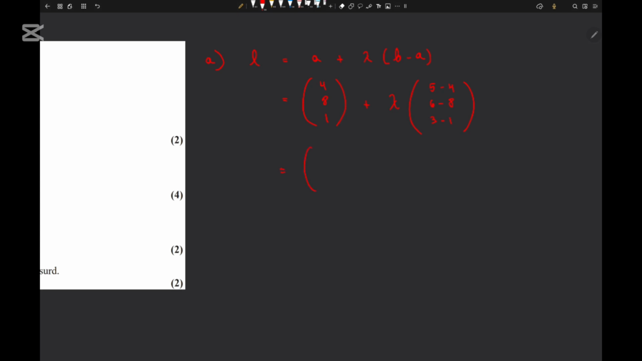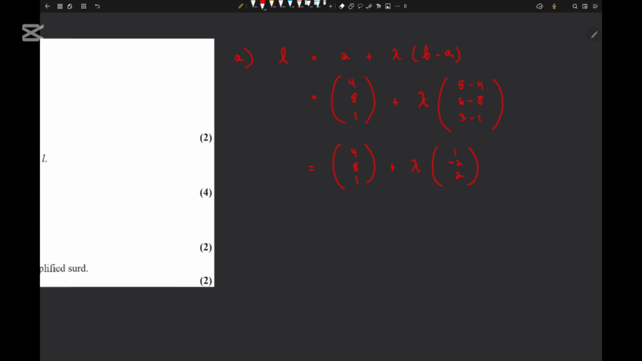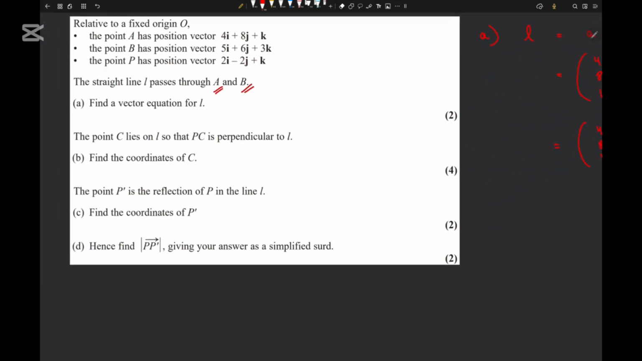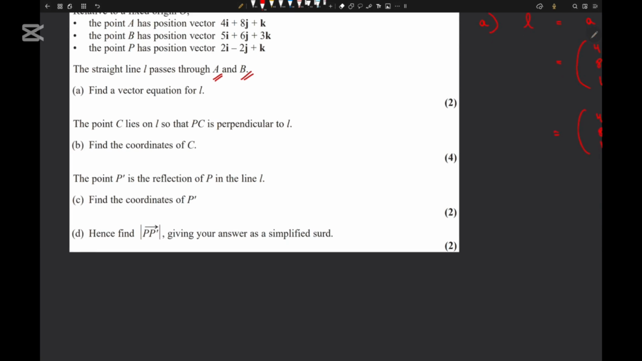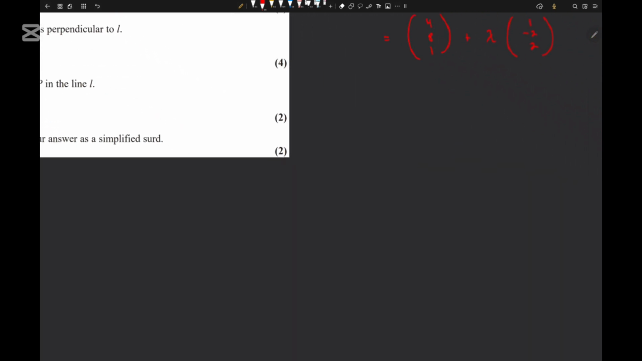So this can be written as 4, 8, 1 plus lambda times 1, -2, 2. So this is the answer to the first question. Now let's move on to the second question: the point C lies on the line L, so that PC is perpendicular to L. Now we just need to find the coordinates of C.